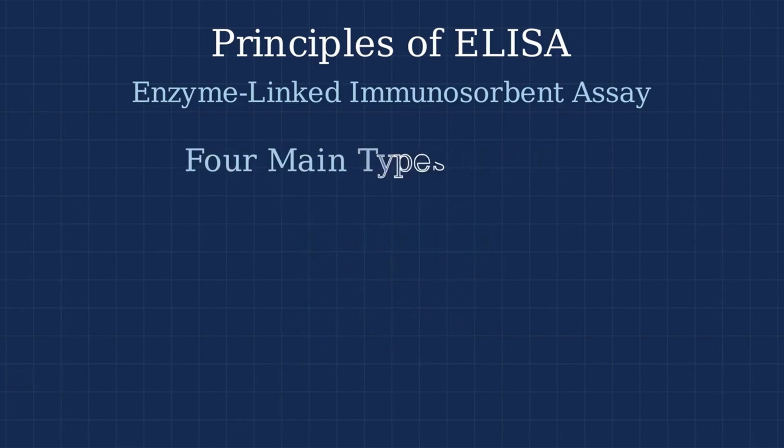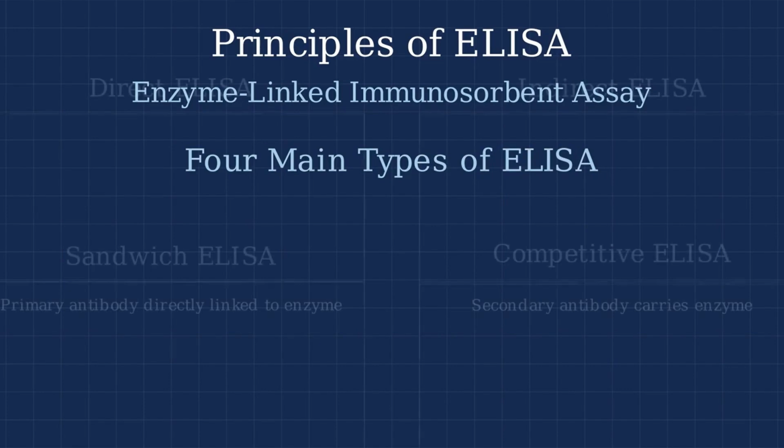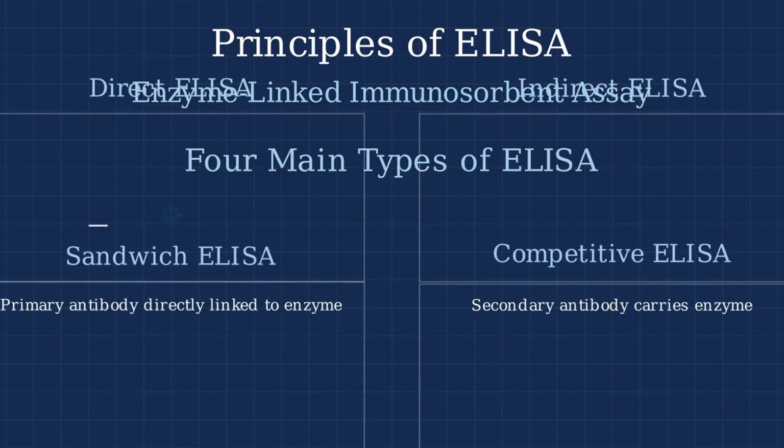There are 4 main types of ELISA assays, each with unique configurations. Let's examine each type in detail. In direct ELISA, a primary antibody directly linked to an enzyme binds to the immobilized antigen. Indirect ELISA uses a primary antibody that binds to the antigen, followed by an enzyme-linked secondary antibody.